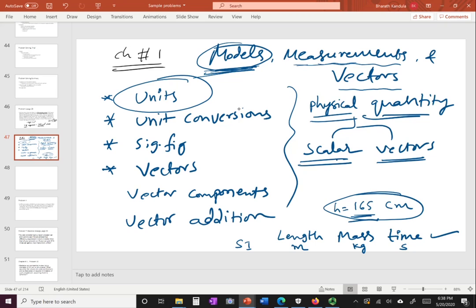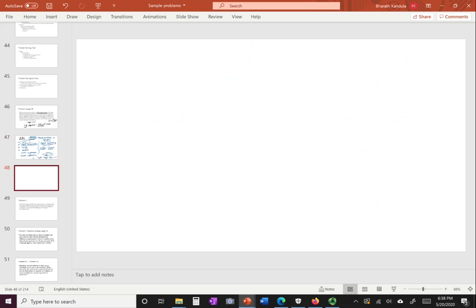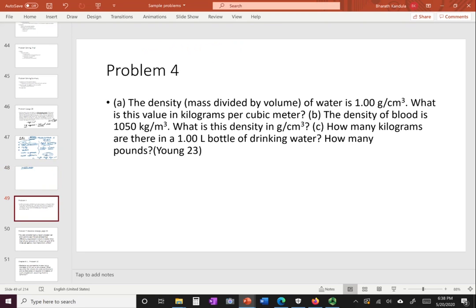Now let's also do unit conversions. To do unit conversions we need unit conversion factors. These conversion factors are in your formula sheet. So we did an example problem in the previous video. Let's do one more example problem. This is problem number 4 at the end of chapter 1.